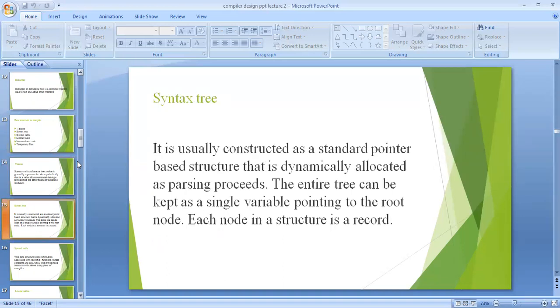Now syntax tree. It is usually constructed as a standard pointer based structure that is dynamically allocated as parsing proceeds. The entire tree can be kept as a single variable pointing to the root node. Each node in the structure is a tree. As we all know, a tree structure is like that. There is a parent node. We can divide this parent node into child nodes, in which the top parent node is called the root node. We already know the structure of a tree. So this is the syntax tree.